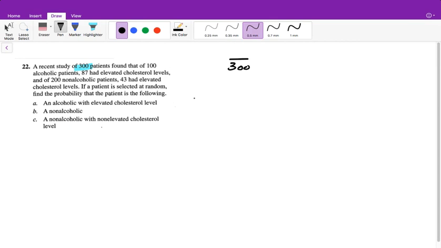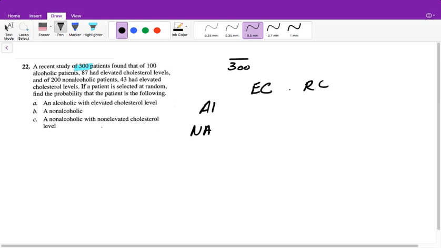So what I would suggest you do for this is you create a table or a chart. So we can have alcoholic, and then non-alcoholic, and then elevated cholesterol, and then non-elevated cholesterol, or just regular cholesterol, we'll call it. So there's 100 total people that are alcoholic patients. So I know that here I have 100. And it tells me that 87 of those 100 had elevated cholesterol levels. So that means 87 is here. Well, if I had 100 total, that means there's 13 left over for regular cholesterol or non-elevated.